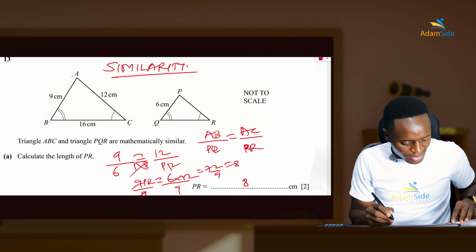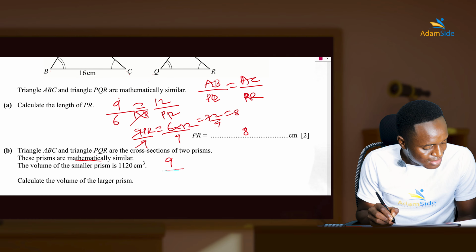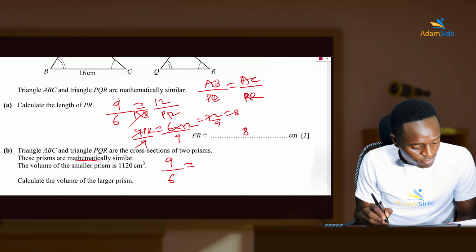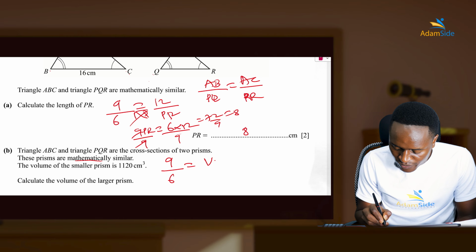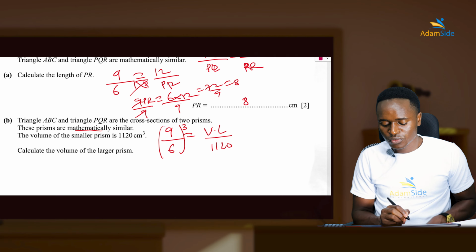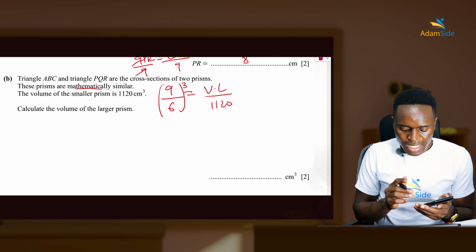Correct. So in part B, what you basically do, you say 9 over the side of the smaller triangle, which is 6, will be equal to the volume of the larger over the volume of the smaller. We compare sides, but remember, for the length to be equal to volume, you have to cube the length. So if you cube that, we have 9 over 6 cubed.